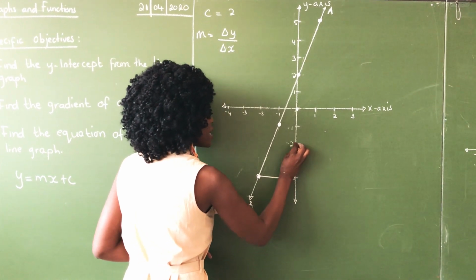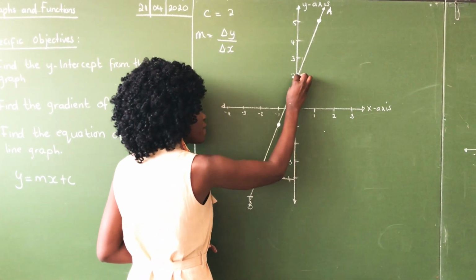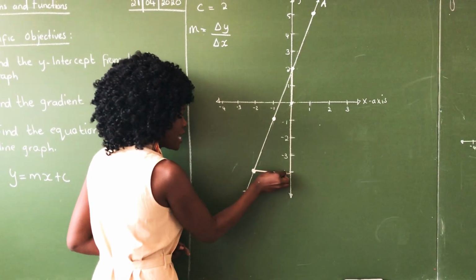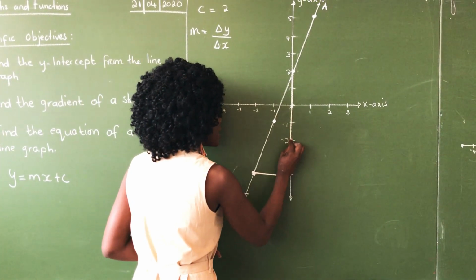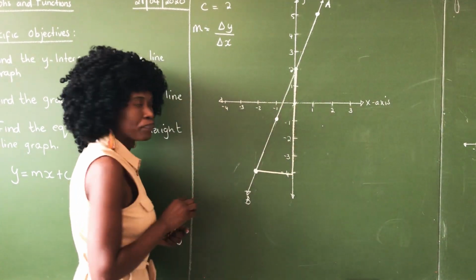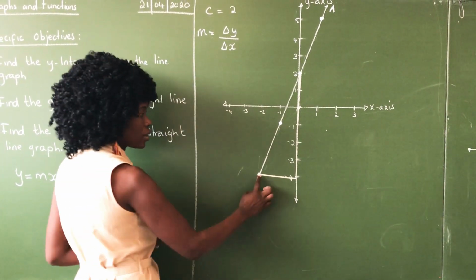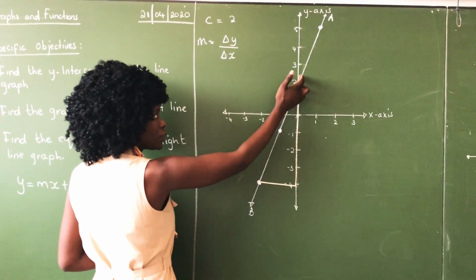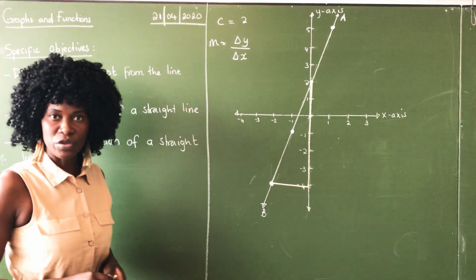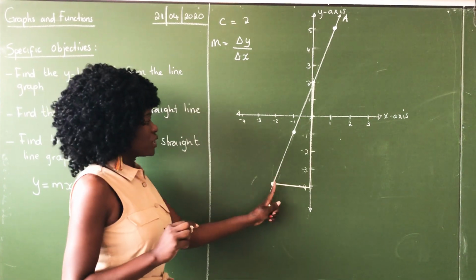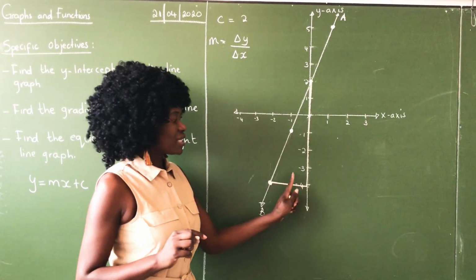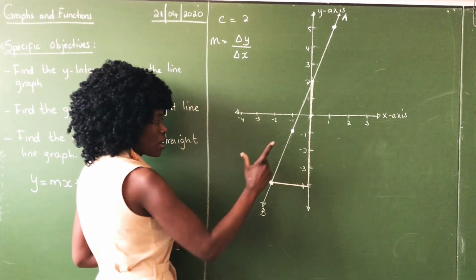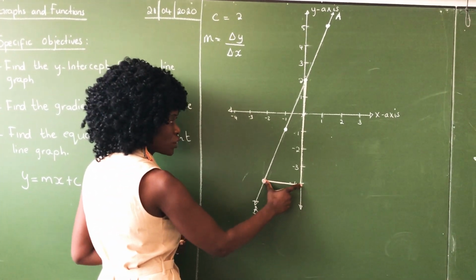So I'll use my orange chalk for you to be able to see. It's to the right and then up. You see that right angle triangle, to the right and then up. The hypotenuse is part of a straight line graph which is drawn. Now, once you have drawn your right angle triangle, it's very important that you check the length from this corner to that corner.